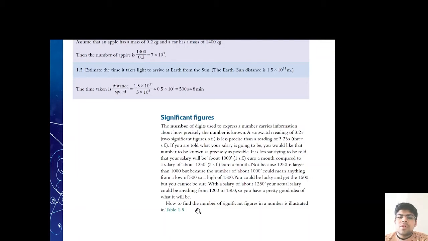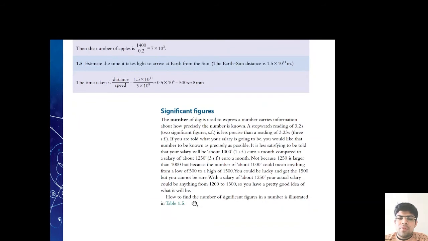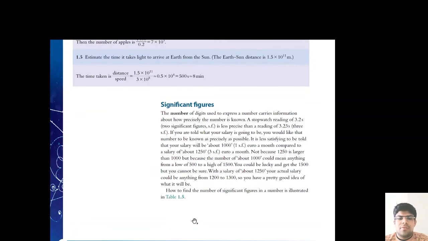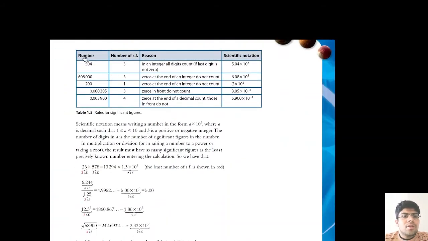So then the question here arises is how to find the number of significant figures in a number, as illustrated in the table we are going to see. Don't worry if anyone doesn't understand, let's read and I will explain it to you. So here I have the table, with some numbers, and we will find out the significant figures. So the number is 504, which has three significant figures, like zero in between counts, but the zero at the end does not count. So it will be three significant figures in an integer. All digits count if the last digit is not zero.